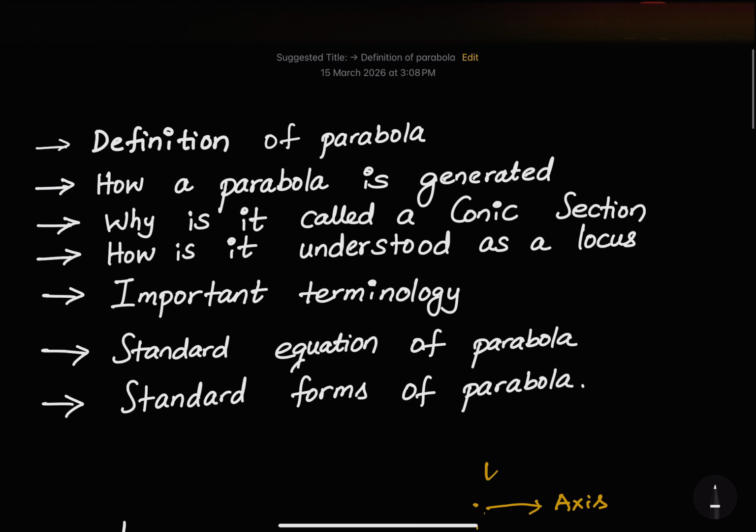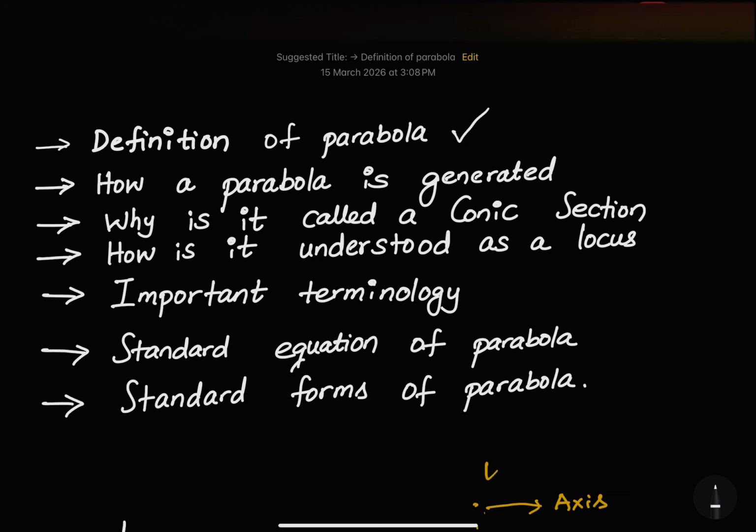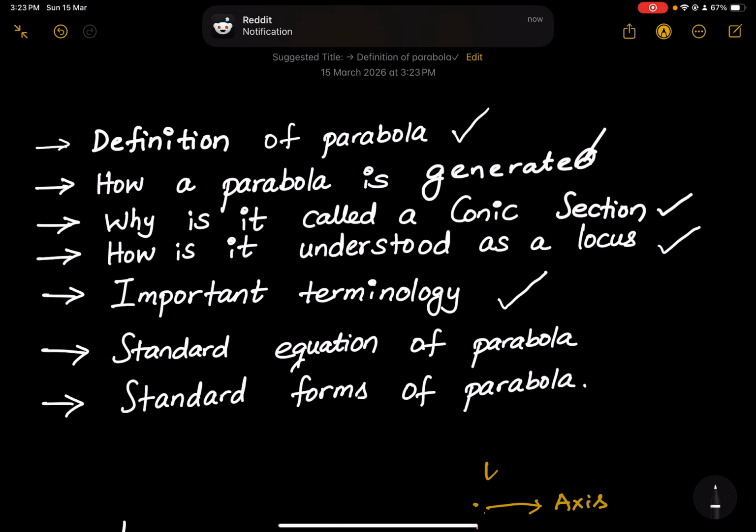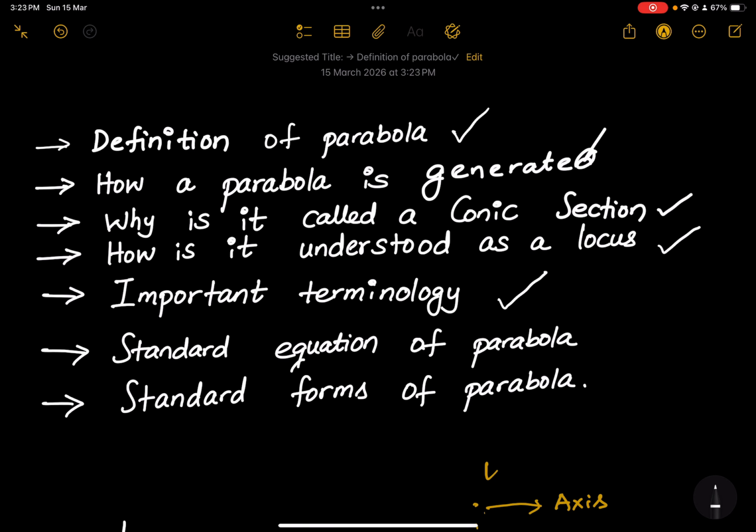So this is our first episode, and in this episode, we are going to understand the definition of parabola and how a parabola is generated. Why is it called a conic section? How is it understood as a locus? And the important terminology related to parabola, standard equation of parabola, and standard forms of parabola.